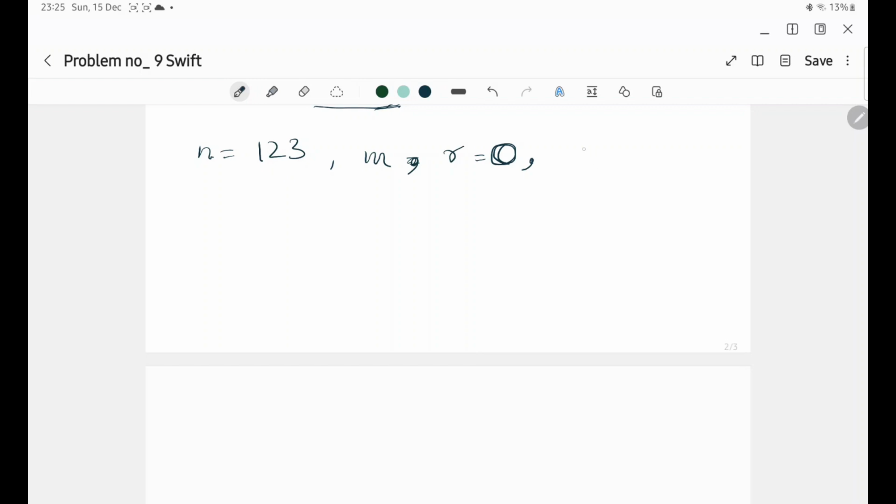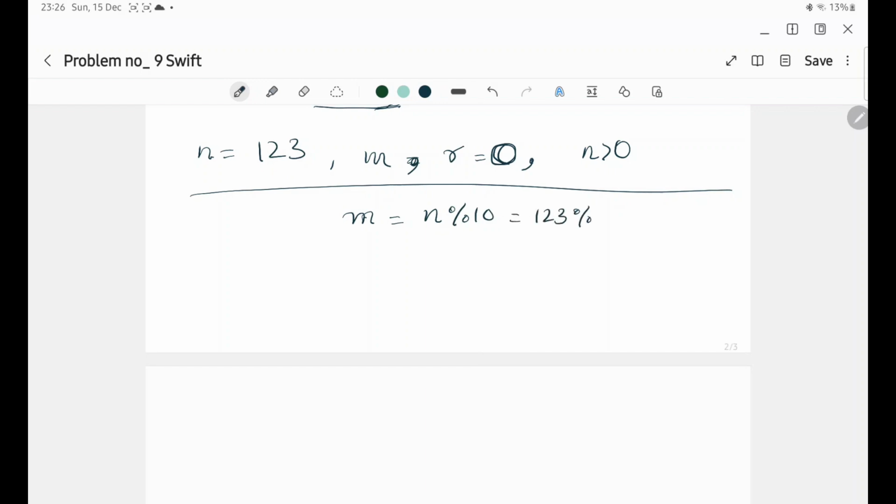There will be one condition. If n is greater than 0, then only we would go for the loop, otherwise we would just break the loop. That means the reverse of the number is complete. So here I am taking modulo of my number, which is n. So n modulo 10, how much will it be? It is going to be 123 modulo 10, which is 3.